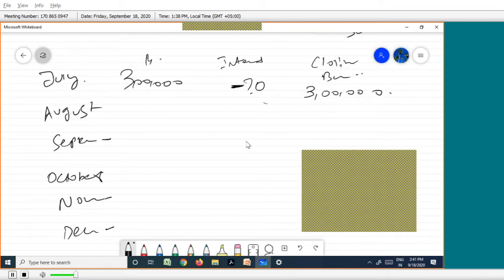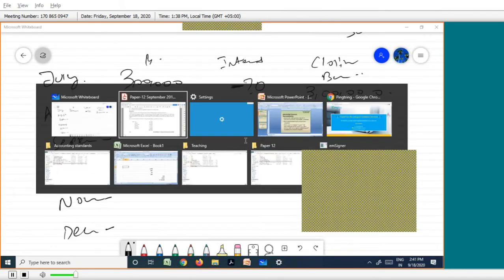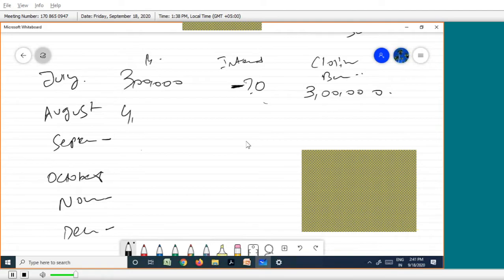Then what will happen? Next month, second month, what is the expenditure they incurred? What is the loan amount they utilized? 4 lakh rupees. Next month, August, they utilized 4 lakh rupees. Now tell me how I should charge interest. Previous month, how much did I utilize?